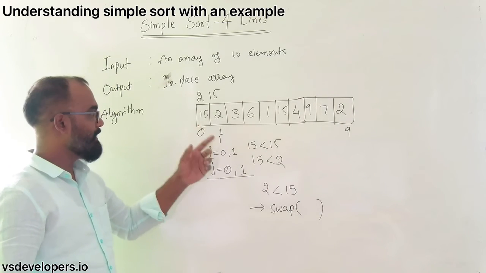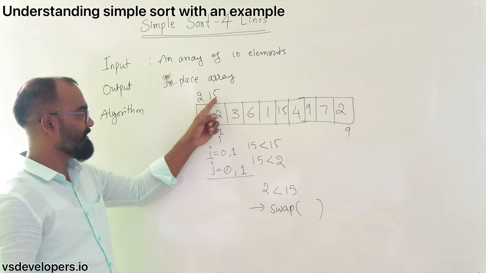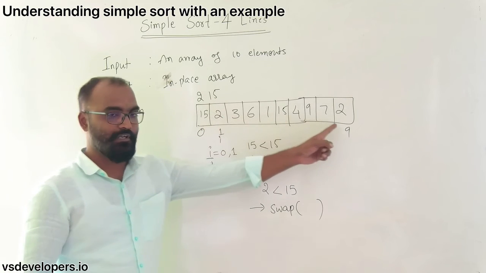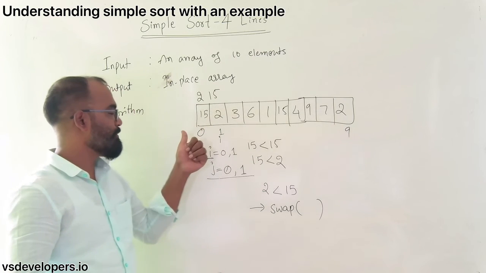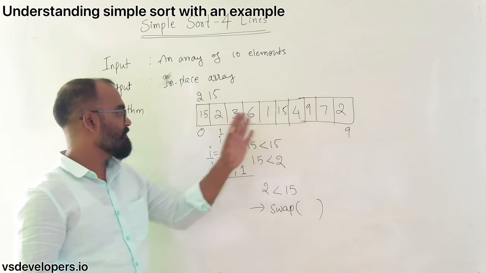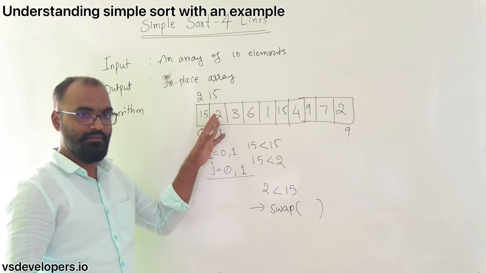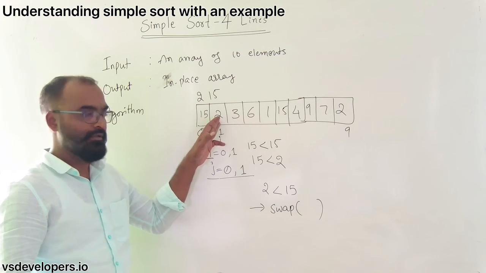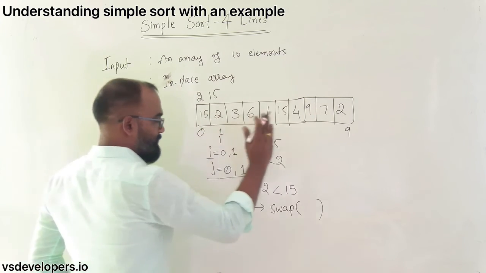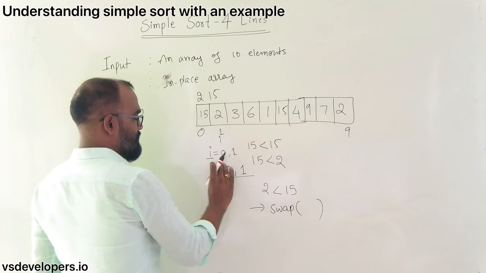So now you continue. Where is your i? i is at this place. And what is at index i right now? 15. So now you will begin to compare 15 with the rest of the elements, as we have seen in the previous example, right? So 15 compared with all the elements will remain there itself because 15 is the largest value in the input array that we have today. Well, so likewise you compare with all the elements.